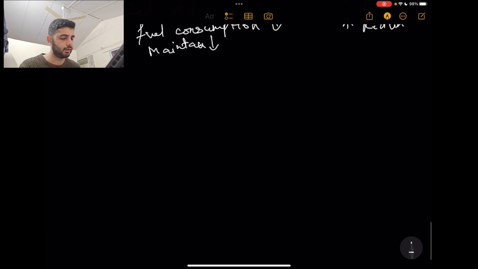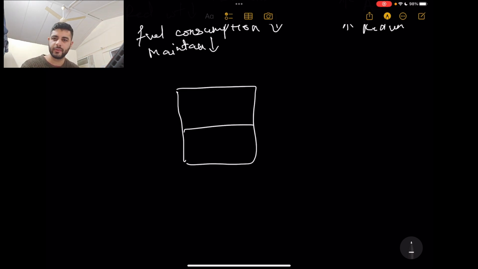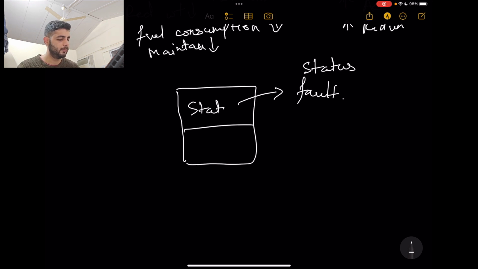Now we have overhead panel color coding. The overhead panel has a button which is split into two parts. The upper part is usually to indicate a fault, basically a status. The top one is status, and if there is no status, there'll be two gray dots.